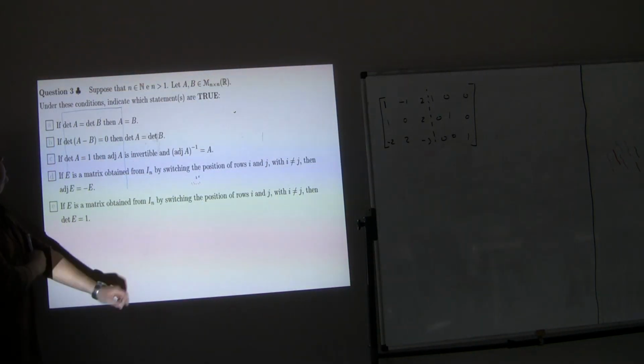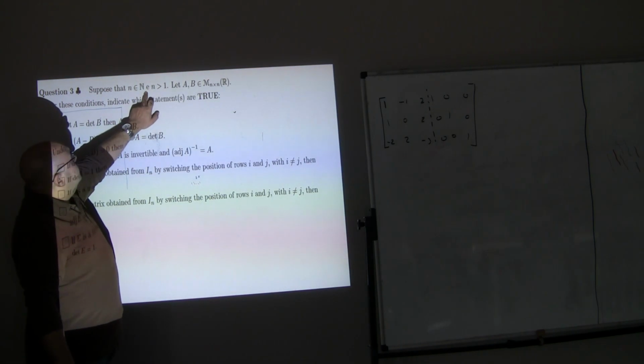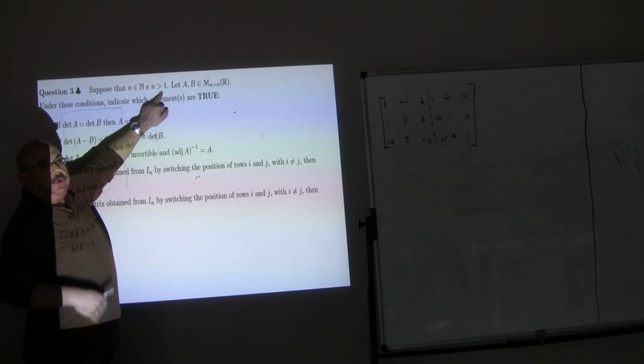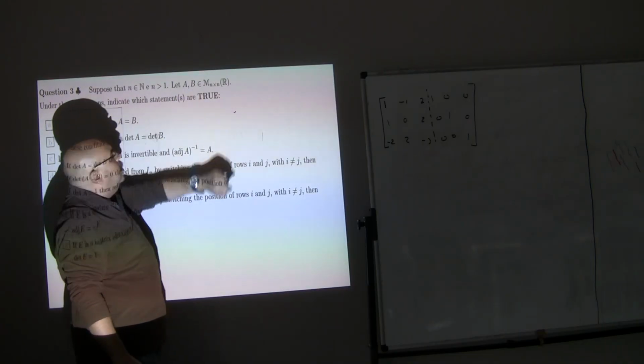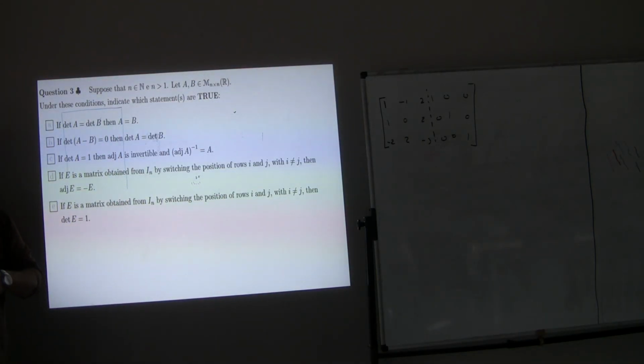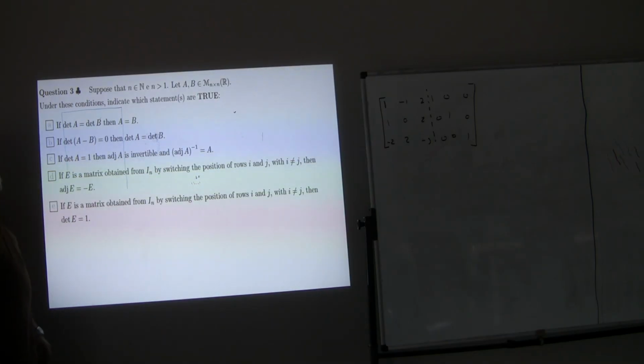Also, read: suppose that n belongs to the set of natural numbers, and n is greater than 1. So we're talking about 2, 3, 4, and so on. Let A, B belong to the set of square matrices, so we are talking about matrices starting from 2 by 2, 3 by 3, 4 by 4, and so on. Under these conditions, indicate which statements are true. It will ask you question by question.